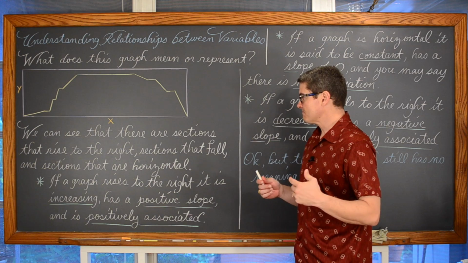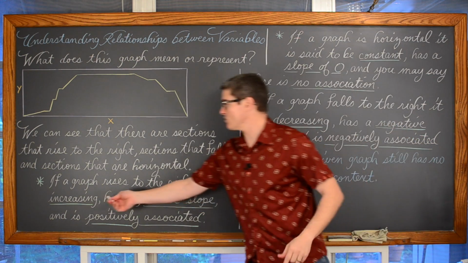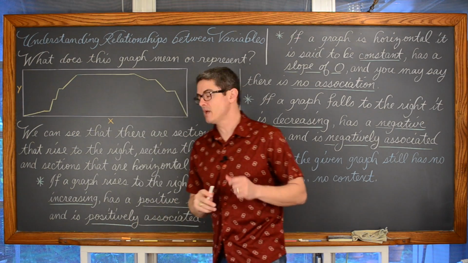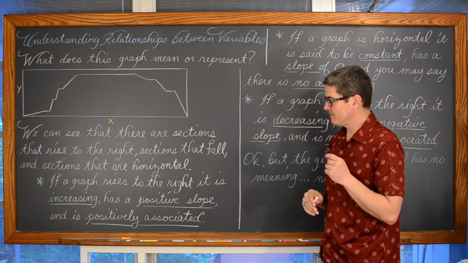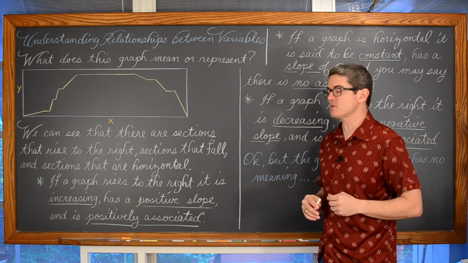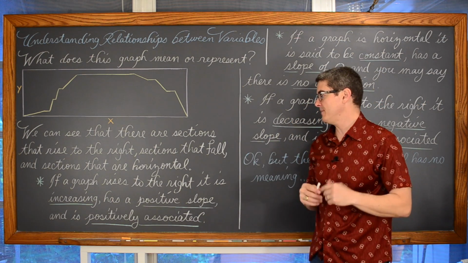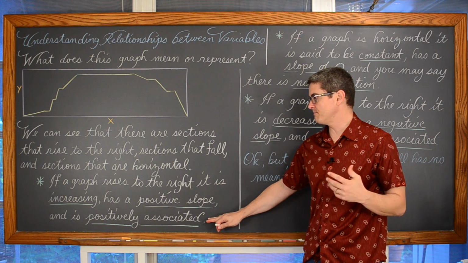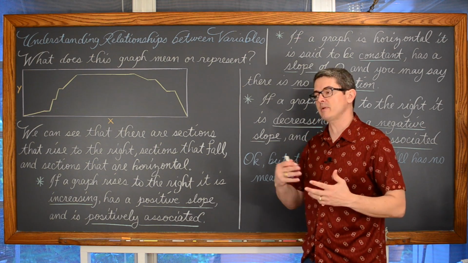So if a graph does rise to the right, it is said to be increasing. So there are 1, 2, 3, 4 intervals in which this graph is increasing. And you can also say that in those 4 sections there is a positive slope. Again, you read this left to right, and it is positively associated. Basically all 3 of these phrases I have underlined in green really mean the same thing. It just depends on the context.